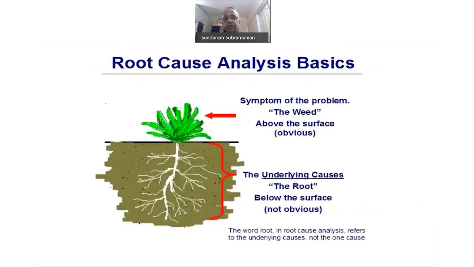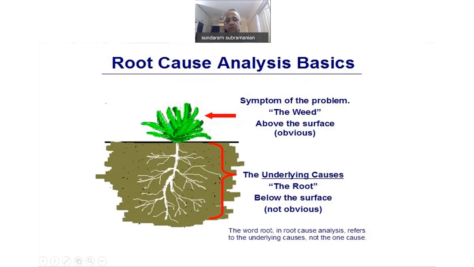The classical name given to it is root cause analysis. The basics of it is very simple. You have a weed that is obvious in a plant. You can see the weed; it is above the surface. What's below the surface is a bunch of roots, which are the underlying causes for the weed. We have to root these out so that you get rid of the weed, which is a symptom.